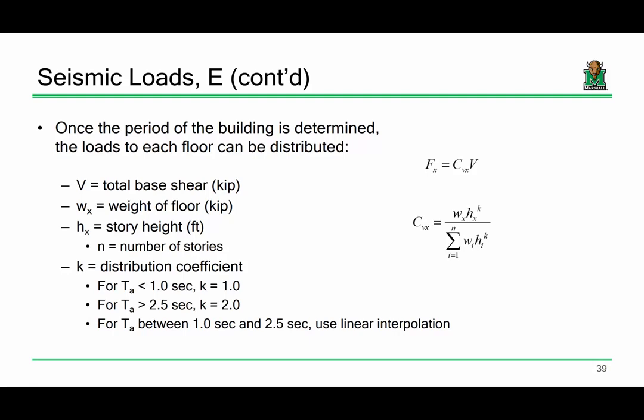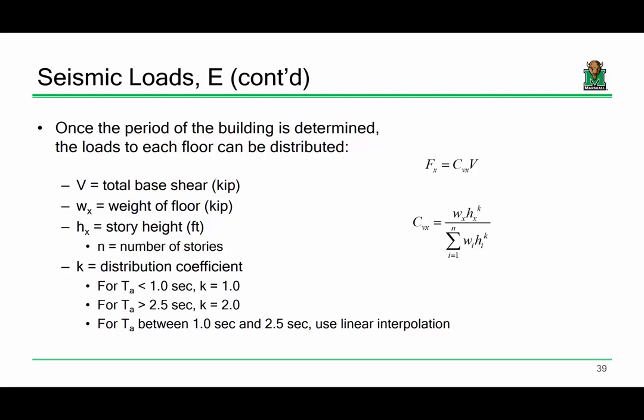It's actually really not that difficult. All you need is the weight of each floor, the story height, and then this distribution coefficient. And this distribution coefficient is a function of the period. If you have a building period that's less than 1 second, so it would undergo a cycle of vibration in 1 second, use a K value of 1. If it's a value greater than 2.5, use a K value of 2, and anywhere in between, just linearly interpolate.